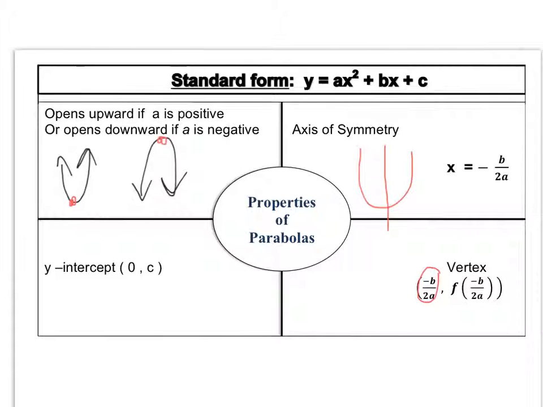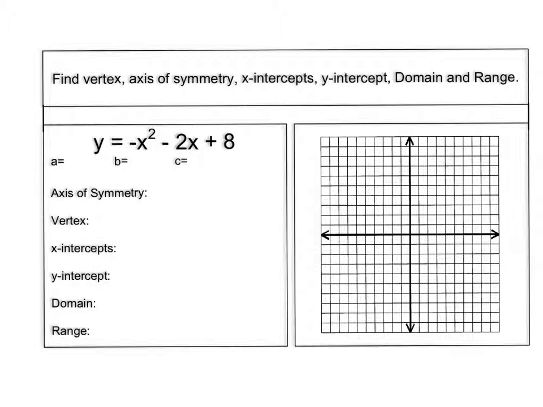Now let's go ahead and move on to our first example. It would be beneficial for you if you can tell what a, b, and c are even before you find the other things. So let's start with a. A is going to be the coefficient of x to the power 2. B is going to be the coefficient of x, and c is going to be the constant that's by itself.